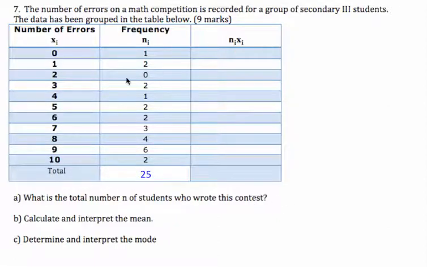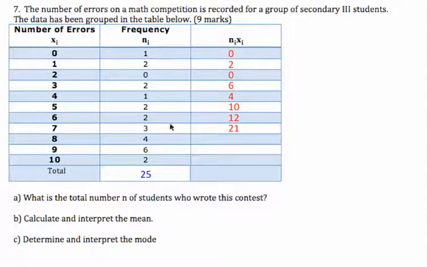All right, so I'm also going to figure this out. This is the number of errors times the number of people, which gives me the total errors. No errors, 1 person, so that gives me 0 errors so far. 1 error made by 2 people, 2 errors. I'm multiplying. 2 errors made by 0 people, 0 errors. 3 errors made by 2 people, 6 errors. 4 errors made by 1 person, so 4 errors. 5 errors, 2 people made 5 errors each, so that's 10 errors, and so on.